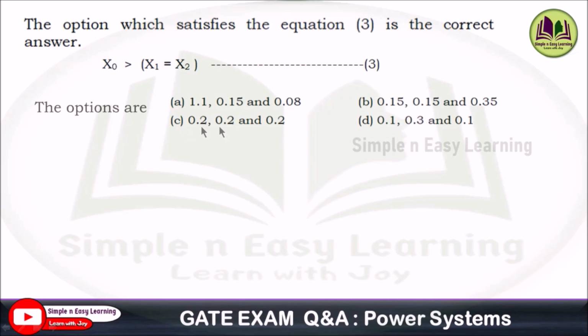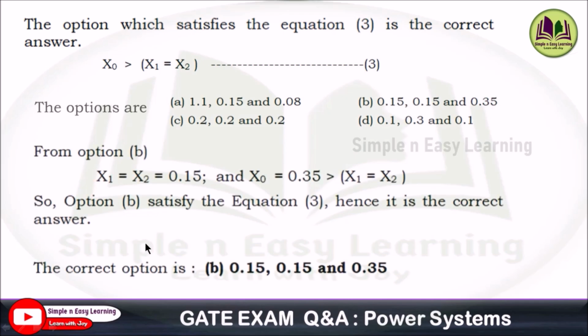Option C is 0.2 and 0.2, and all these 3 values are the same, 0.2, 0.2 and 0.2, but x0 must be greater than x1 equals x2. So we can select option B. Here you can see x1 is equal to x2 and x0 is greater than x1 equals x2. So option B is the correct answer. From option B, x1 equals x2 equals 0.15 and x0 equals 0.35, which is greater than x1 equals x2. So option B satisfies equation 3 and hence it is the correct answer. The correct option is B.